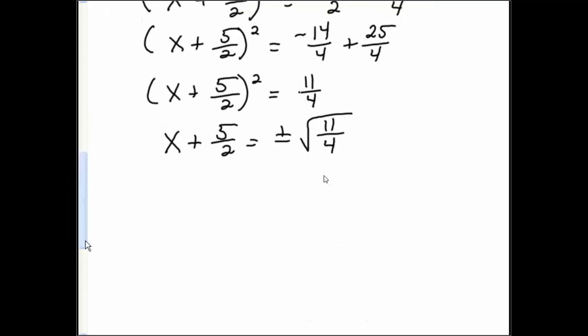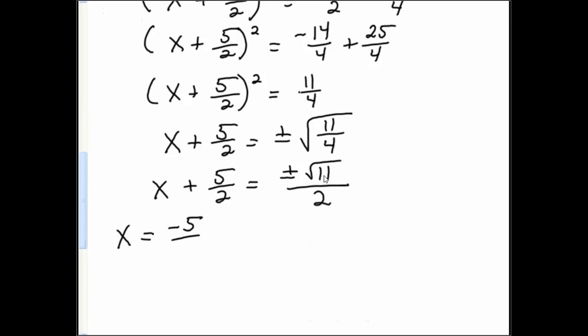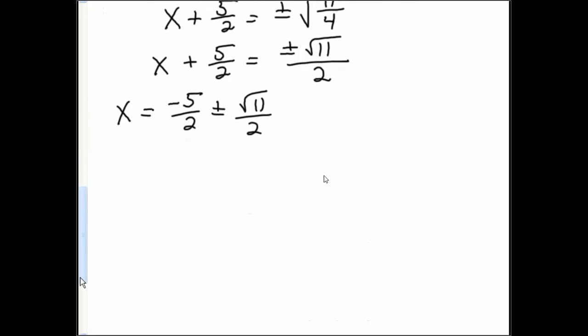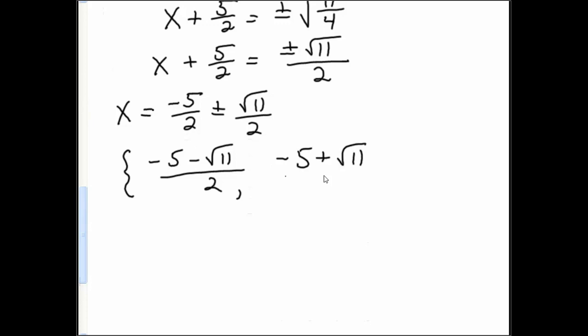Now simplifying this radical, x plus 5 halves will equal plus or minus the square root of 11, but the square root of 4 is 2. Solving for x, we need to move the 5 halves over, so x will equal negative 5 halves plus or minus the square root of 11 over 2. Now the way to write your solution set is to write this all over one denominator, and we'll split up the positive and the negative. So we'll have negative 5 minus the square root of 11 over 2, and then negative 5 plus the square root of 11 all over 2.